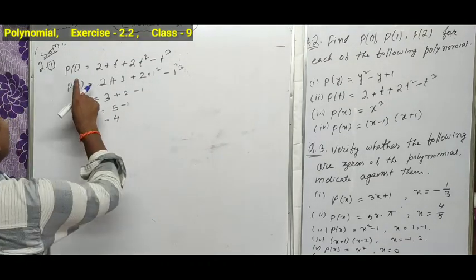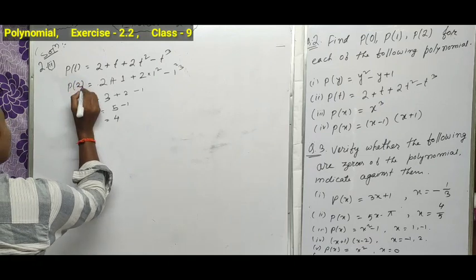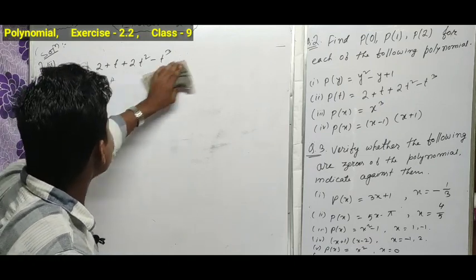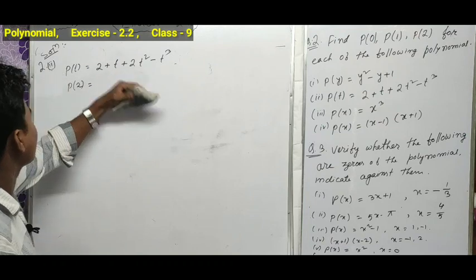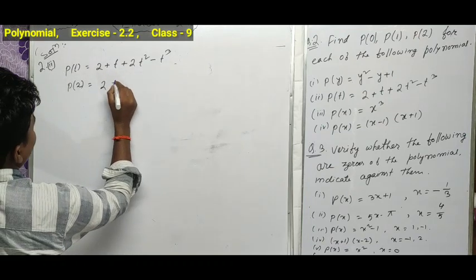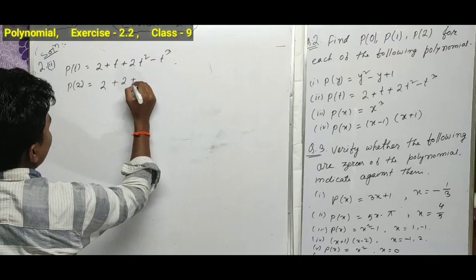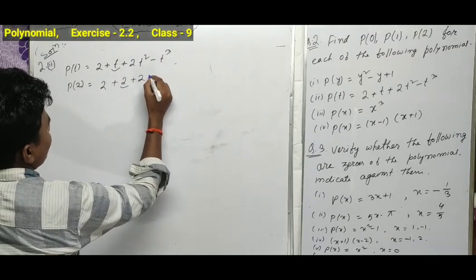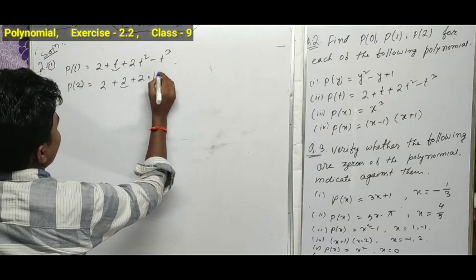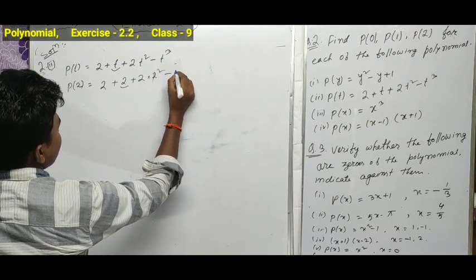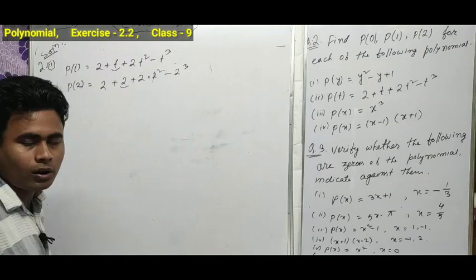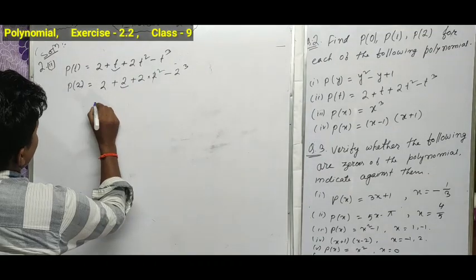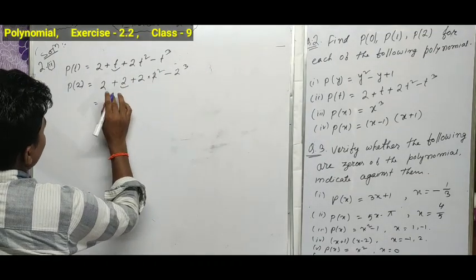Next we will do for 2. So 2 plus 2 plus, in place of t I just put 2, again 2 square. T square means 2 square, minus 2 cube. Understood? Very good.